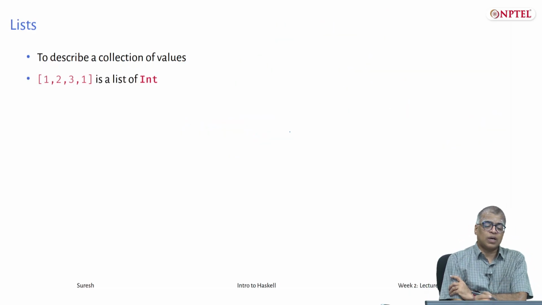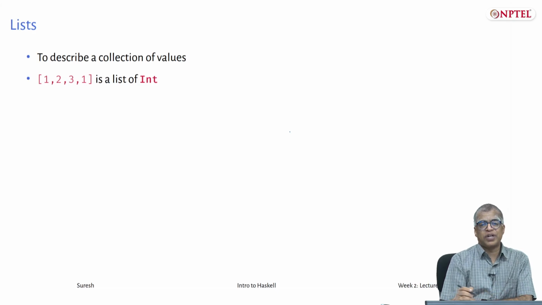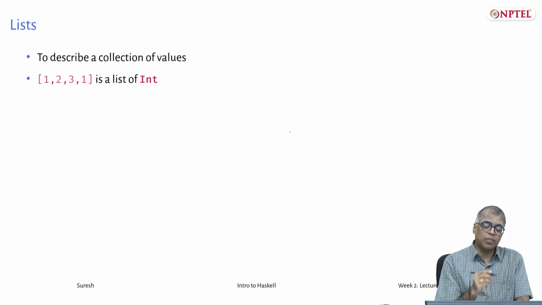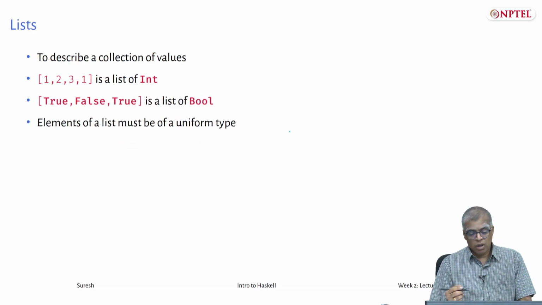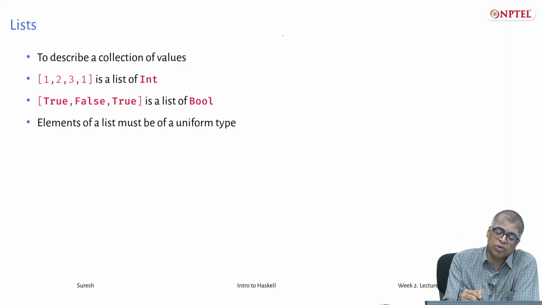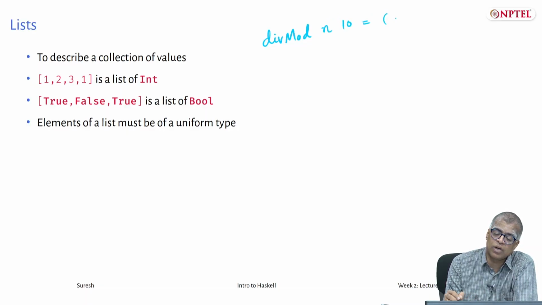So here is an example of a list. 1, 2, 3, 1 is a list of integers, a list of values of type int. True, false, true is a list of values of type bool. When we talked about divMod, it returned a pair d comma m. In this case, both values of the pair are of the same type: this is int and that is int, both are integers.